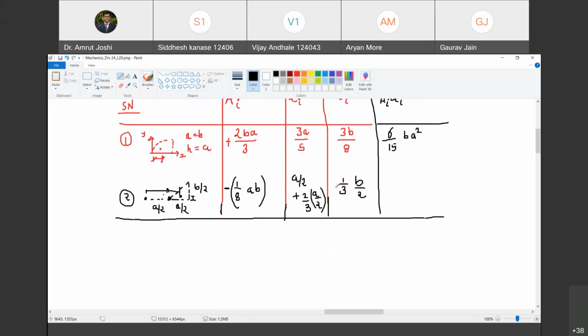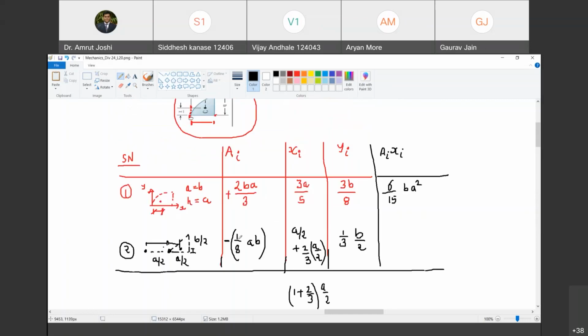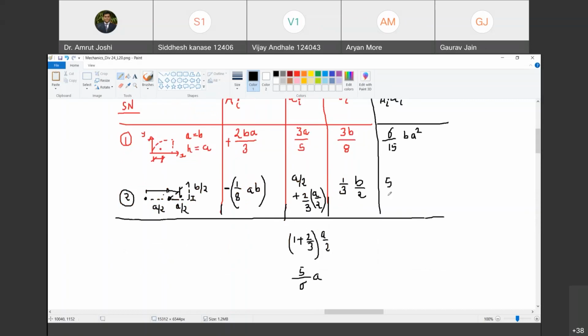So I will have to simplify this. What is a by 2 plus 2 by 3 into a by 2? So it is 1 plus 2 by 3 into a by 2. Do you agree? Yes, sir. So it is 5 by 6a. So this value is 5 by 6a. So 5 by 6, so it is 5 by 48. This is going to be negative. Are you with me? Yes, sir. And this multiplied by, I hope you have understood this calculation.